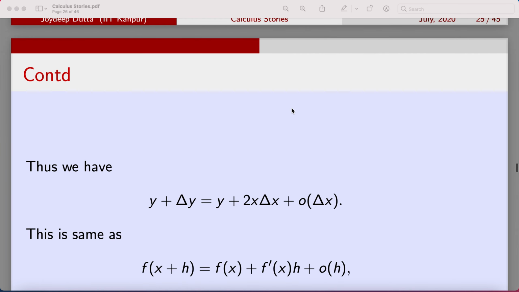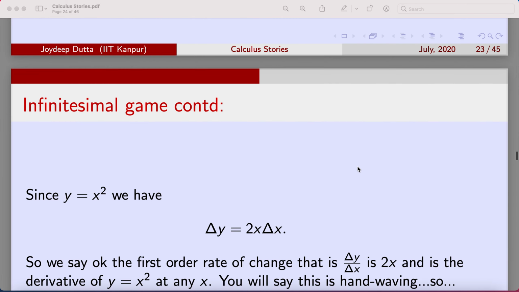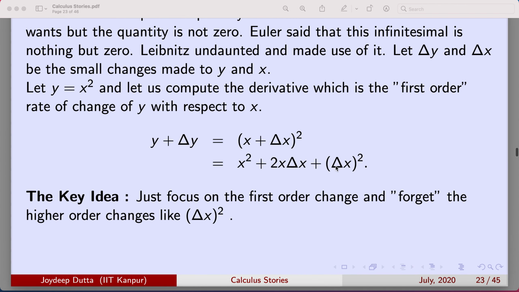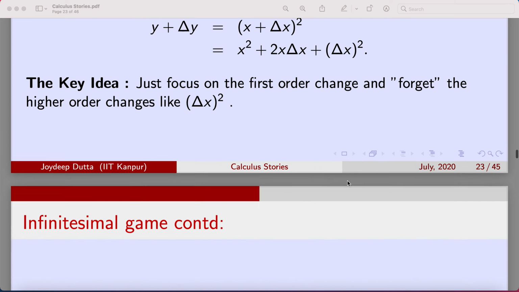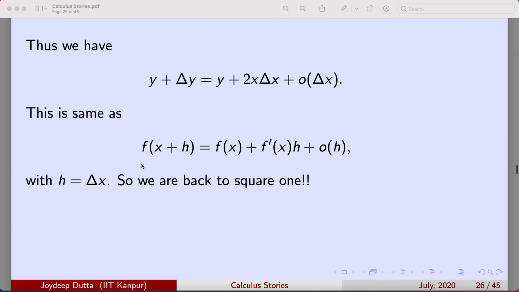So if you look at this expression again, y plus delta y is y plus 2x delta x plus O of delta x, because we are just writing back this expression where instead of delta x square, we are writing O of delta x. So what we have got back is nothing but f of x plus h, where delta x is h and y is f(x), 2x is the derivative f dash x, and O of delta x is O of h. So we are back to square one.